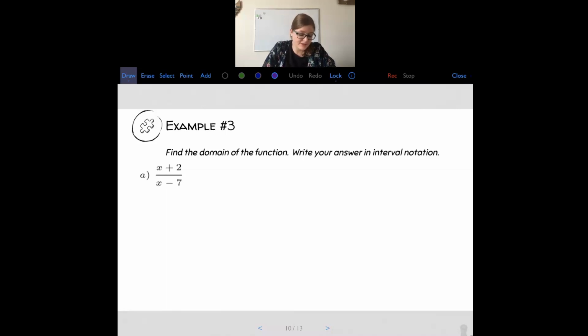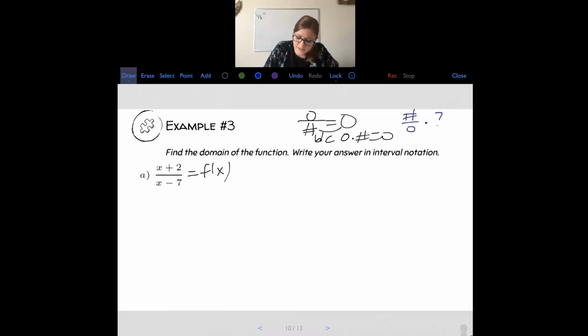So this should say f of x or g of x. Let me write that. Okay, x plus 2 over x minus 7. Now 0 is okay in the numerator. So 0 over any number is just 0, and that's because 0 times a number is equal to 0. But 0 in the denominator is not okay, because what can we multiply 0 by and get a number? Nothing. So the numerator can be negative 2, is what I'm saying.